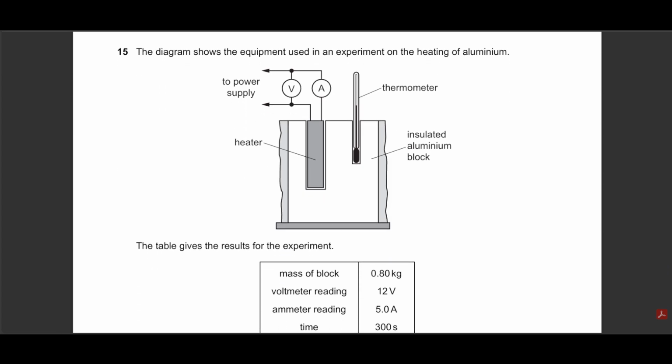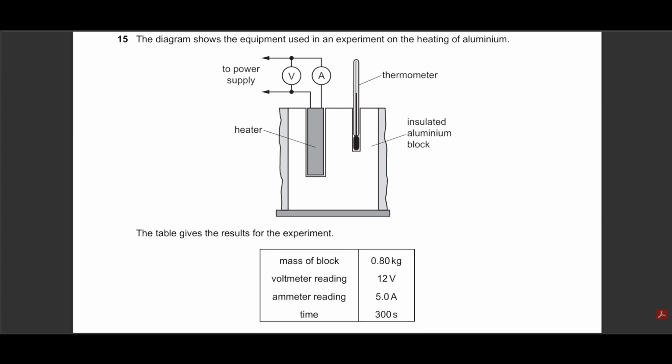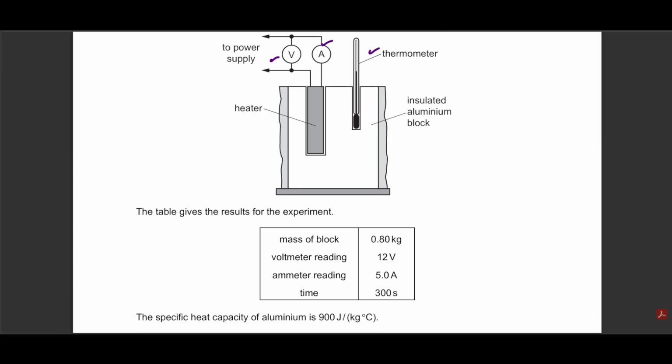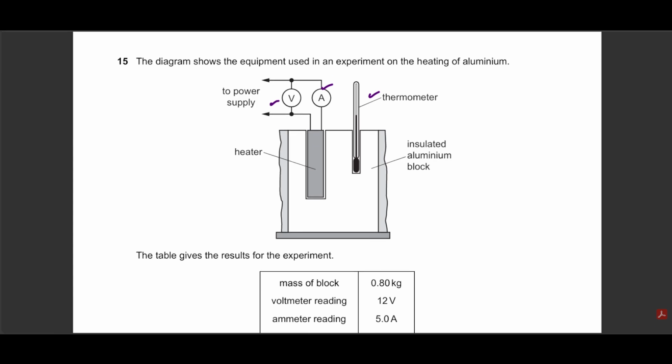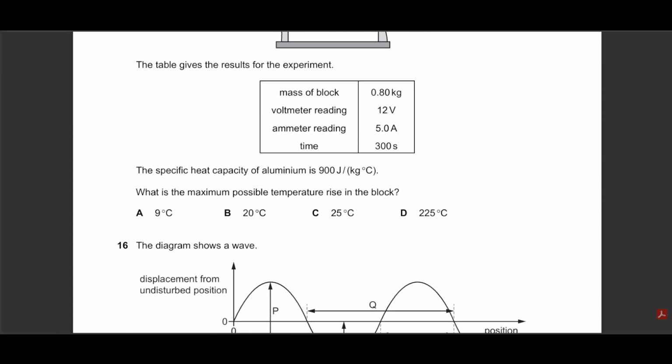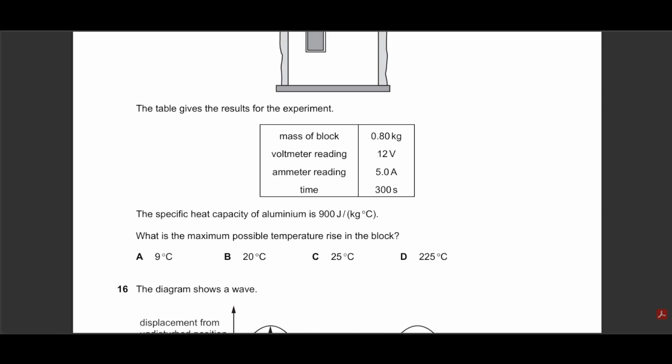Question 15 is about heat capacity and thermal energy. We understand there is a power supply, an ammeter, a thermometer, and a heater. He says the table gives the results of the experiment. Okay, fine. I think they're going to find the heat capacity in this experiment. This is a classic ATP question. The heat capacity is already given. What is the maximum possible temperature rise in the block?